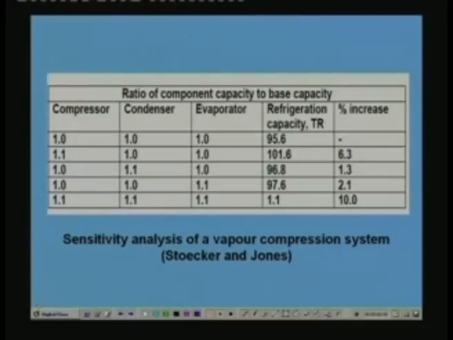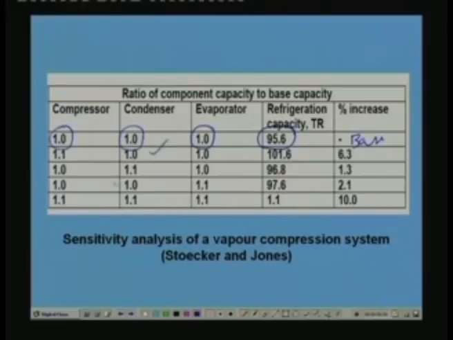What is done here is, this is the base case, where you have a compressor. Let us say that the compressor capacity is 1, the condenser capacity is 1, and the evaporator has a capacity of 1. So, this is the base case. At this base case, it is observed from the calculation that the refrigerant capacity is 95.6 tons of refrigeration. Now, all other parameters are kept constant.